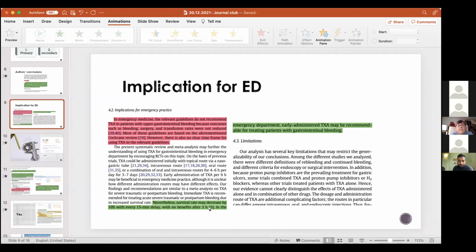But if you go down, nevertheless, survival rate may be decreased by 10% with every 15 minutes delay. So they are suggesting giving the tranexamic acid, but at the beginning they are recommending not giving it, and with no benefit after 3 hours. So basically they recommend if you give it within 15 minutes there will be some benefit, but after 3 hours, there is no benefit. So in the emergency department, early administration of tranexamic acid can be recommended. I'm sorry, I dismissed this one.